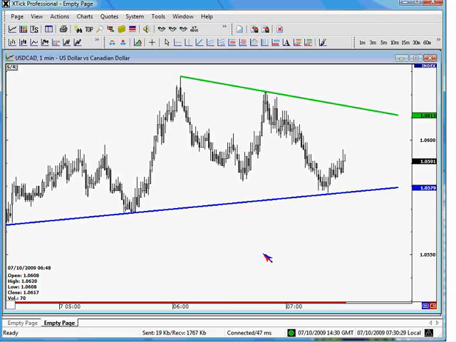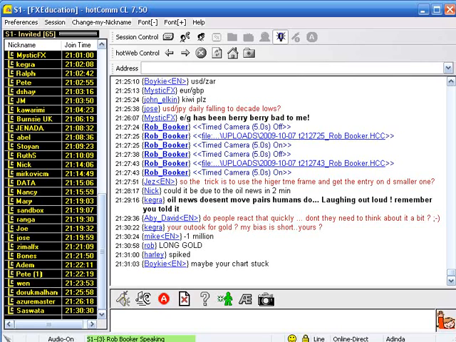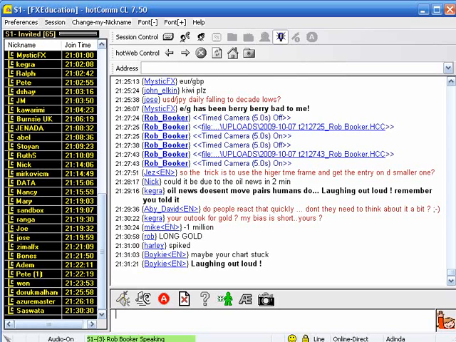Rob says he's long gold. Excellent. Fantastic, Rob. Maybe my chart's stuck. I don't think my chart's stuck. My chart's moving just fine, thanks. Maybe my chart's stuck. That's pretty funny. I don't even know what negative 1 million on oil means. Does that mean there's negative 1 million gallons of oil in my car? Is that what it means?